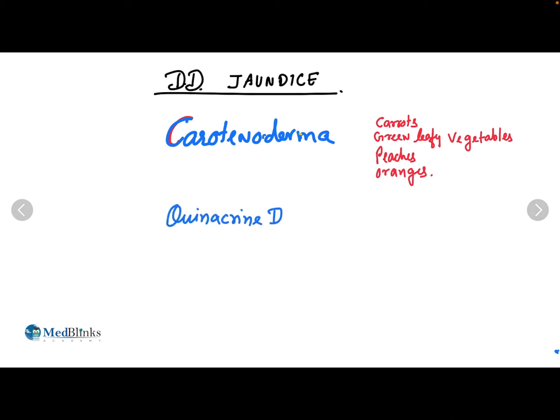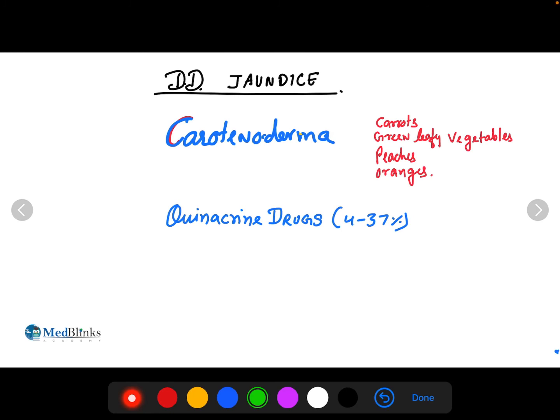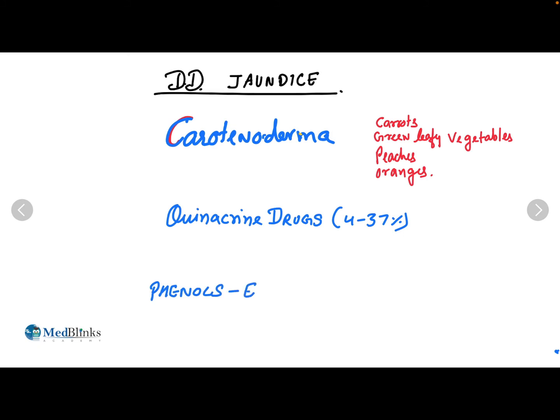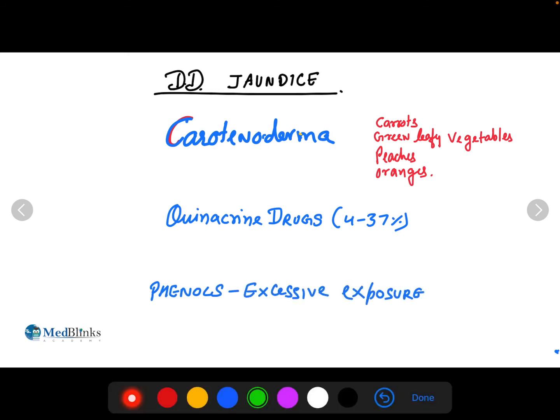Second is quinacrine, which is a drug used in malaria and as an anti-inflammatory drug, and can also cause yellowish discoloration in about 4 to 37% of cases. And third is of course excessive use of phenol. All these three conditions can look like jaundice, they can masquerade as jaundice, but they are actually not jaundice.